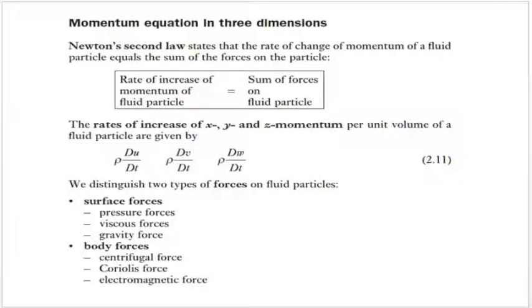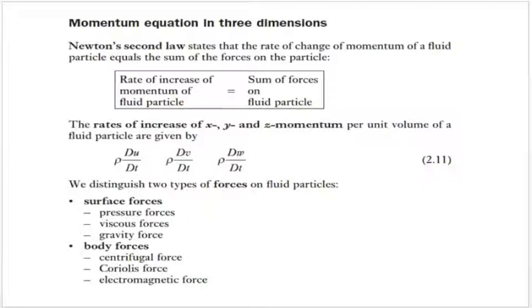What does Newton's second law state? It states that the rate of increase of momentum of a fluid particle is equal to the sum of forces on the fluid particle. First we need to find the LHS part, that is, the rate of increase of momentum of the fluid particle. This can be found for the x, y and z directions, because we are considering a fluid particle in three directions, so it is called three dimensions, right?